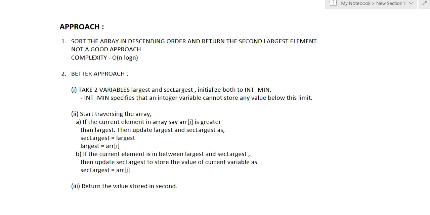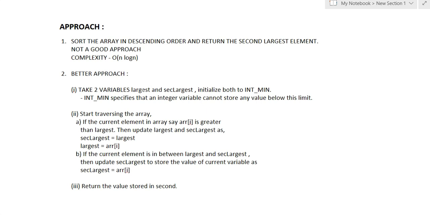So in this approach, we are going to take two variables, the largest variable and the second largest variable, and we are going to initialize both of them to INT_MIN. INT_MIN is basically the minimum value in the integer range. It specifies that an integer variable cannot store any value below this limit. Its value is approximately minus 2 billion something. Okay. And after we have initialized, then we have to start traversing the array.